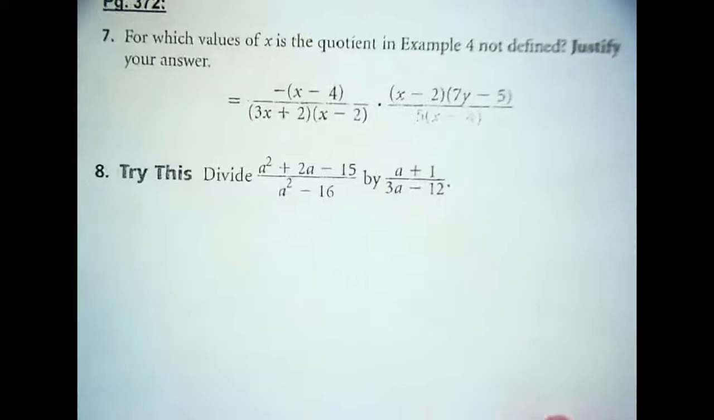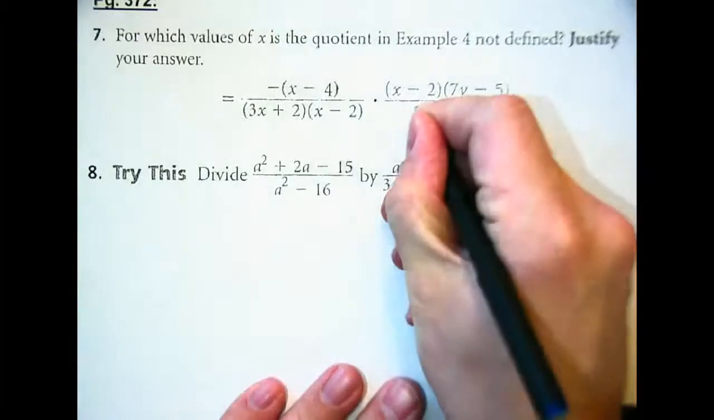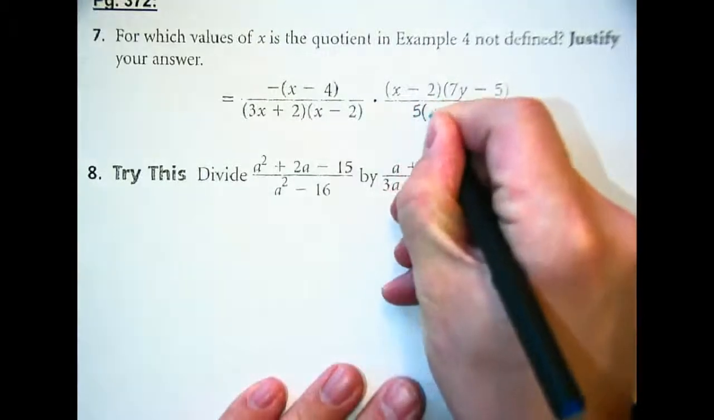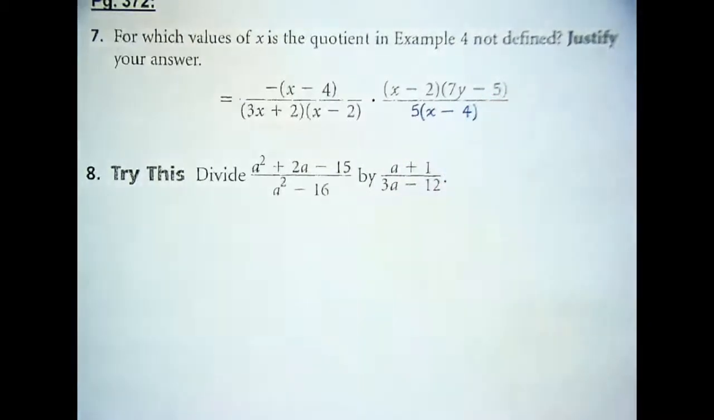While you're working on these, I'll hand out your assignment. Number 7, for which values of x is the quotient not defined? Justify, and then divide. Be careful. You're dividing now, not multiplying. Yes, this is 5 times x minus 4. Thanks for asking. Good question.